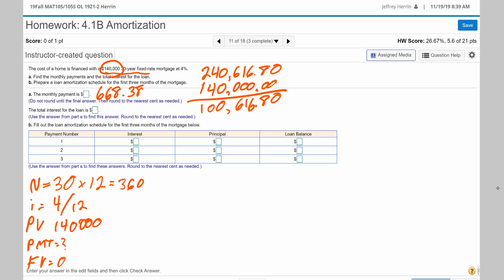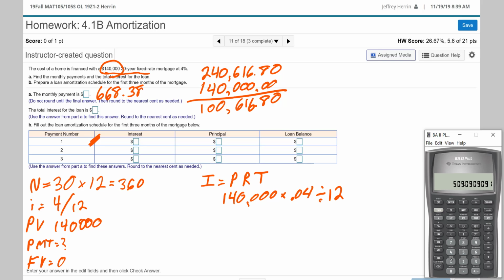All right, now let's look at our amortization table. To find this, what we need to do is calculate how much interest there is for the first month. So we know the interest is principal times rate times time. Our principal for the first period will be $140,000. Our rate will be 4%, and our time will be 1/12 of a year. So instead of multiplying by 1/12, I'm going to divide by 12. We get 140,000 times 0.04 divided by 12 equals $466.67.